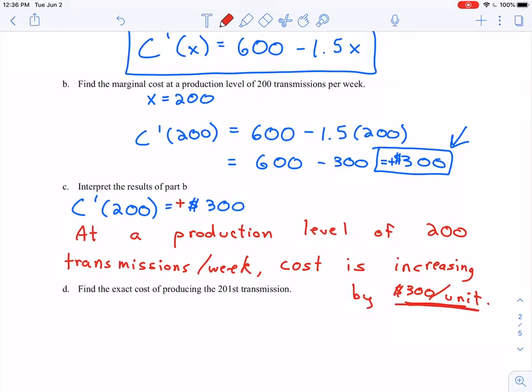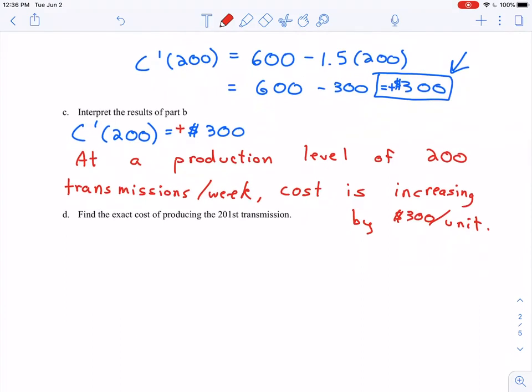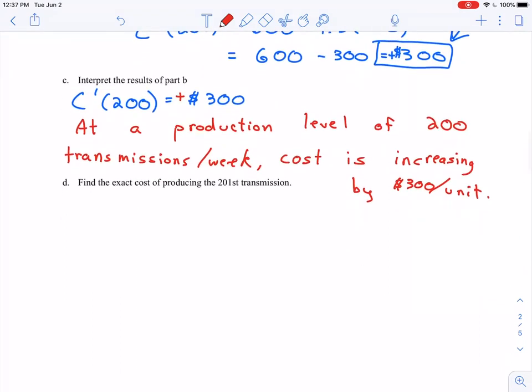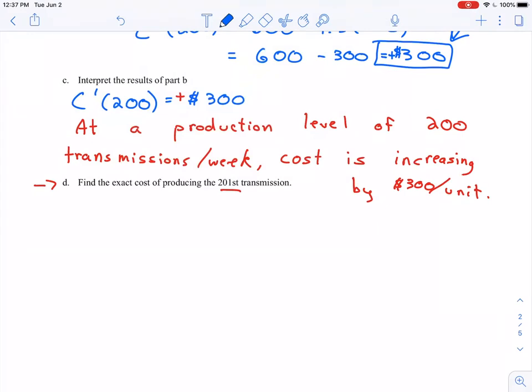And just to see the relationship between marginal cost and exact cost, part D, I'm going to find the exact cost of producing the 201st transmission. To do that, I'm going to take 201 and plug that into my cost function. Let's start with that. Eventually I'm going to want to subtract C of 200, but I don't have these quantities yet, so I'm going to work these out.